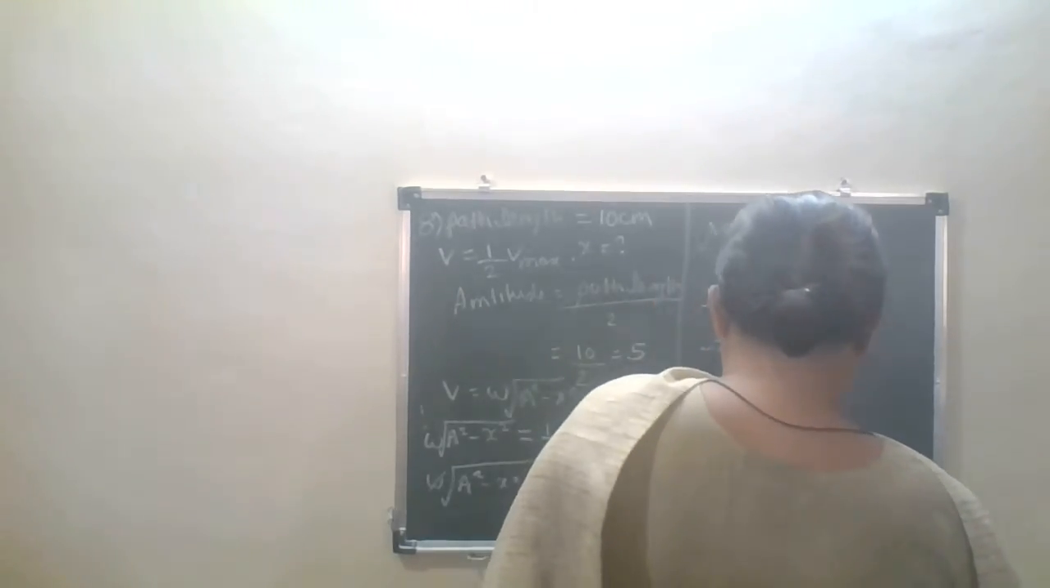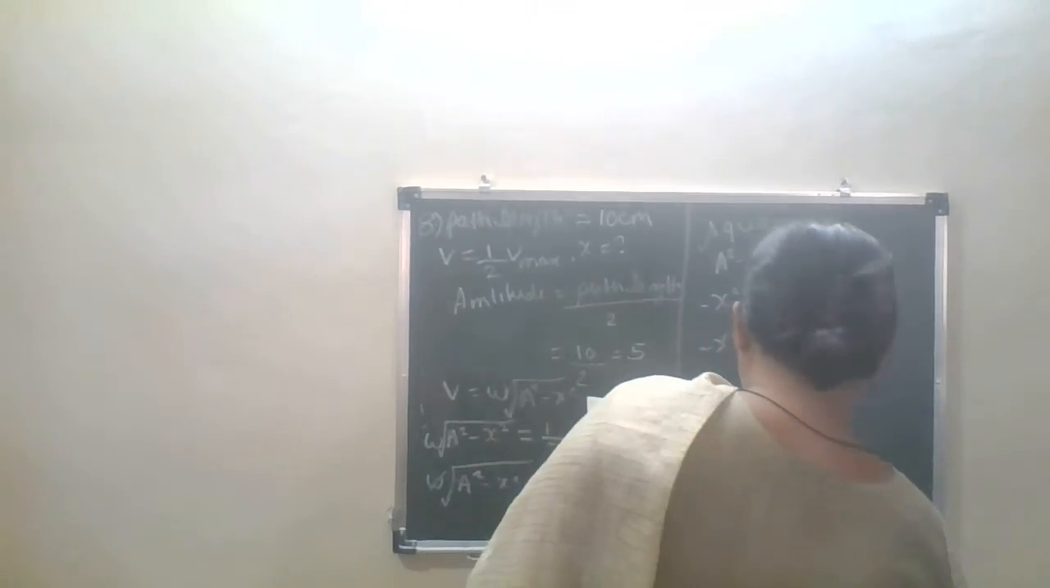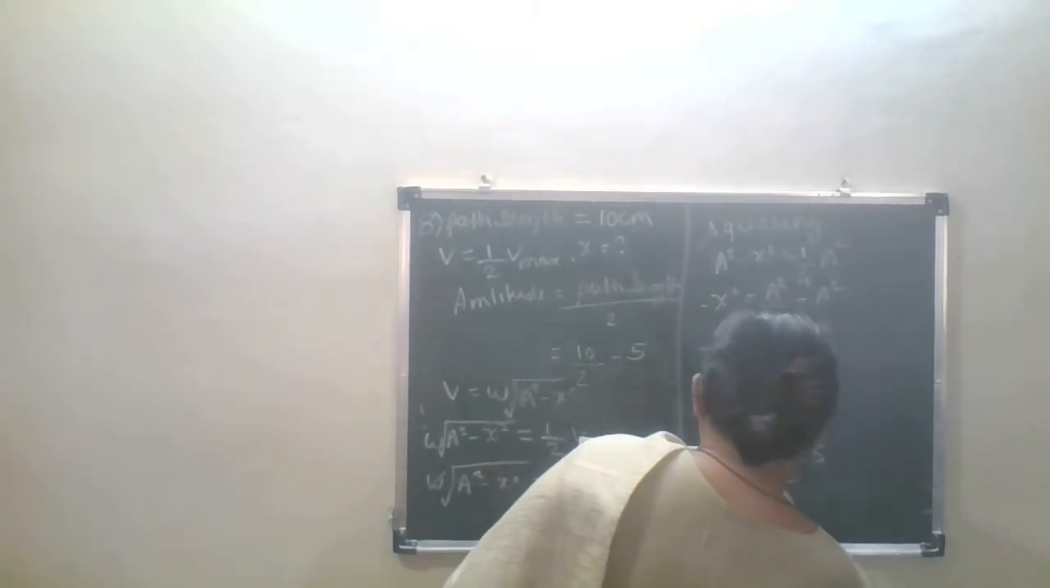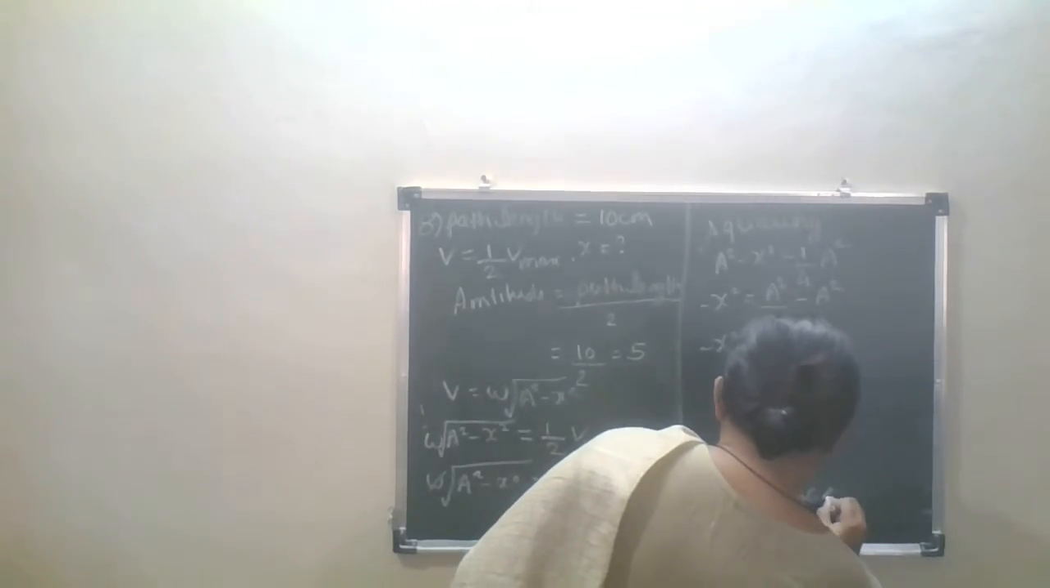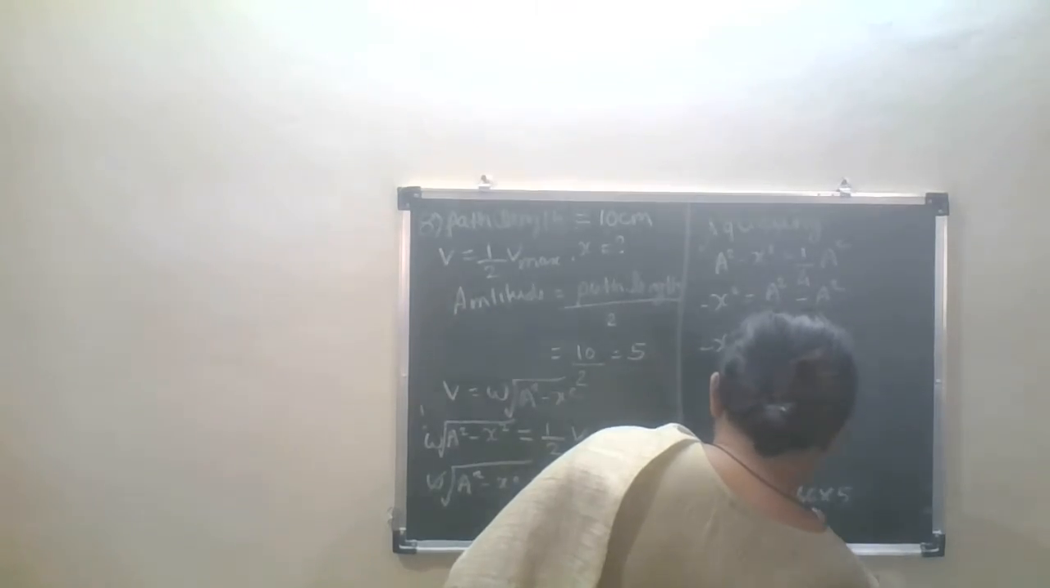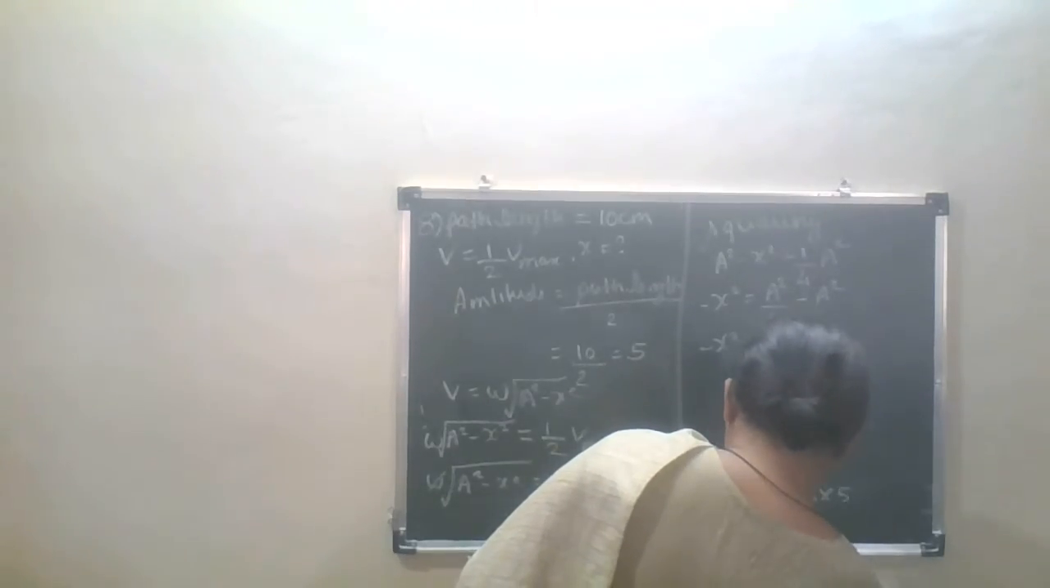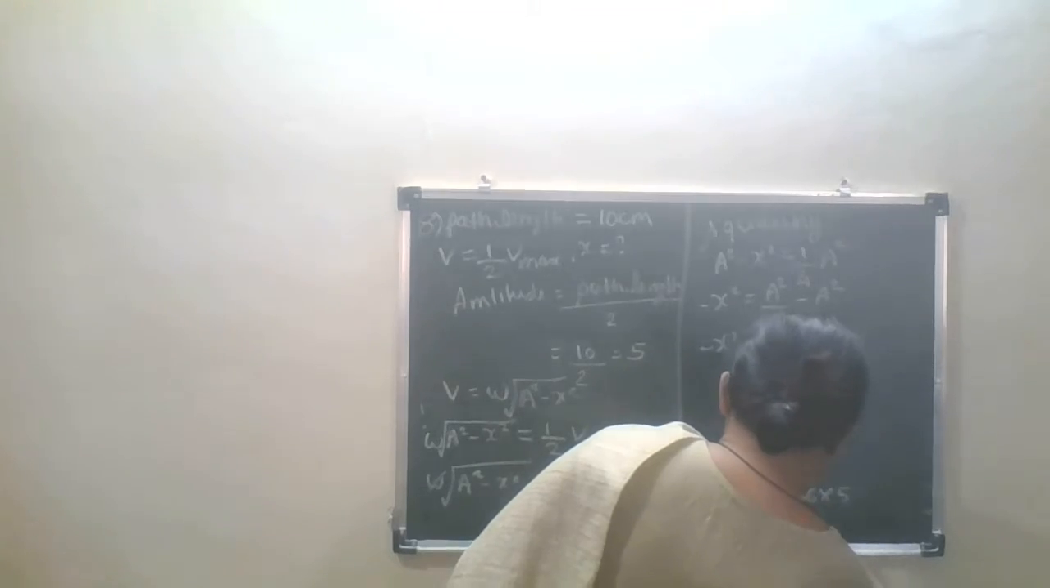Okay, so under root 3 by 2 will be 0.866 into 5, and the answer is 4.33 centimeter.